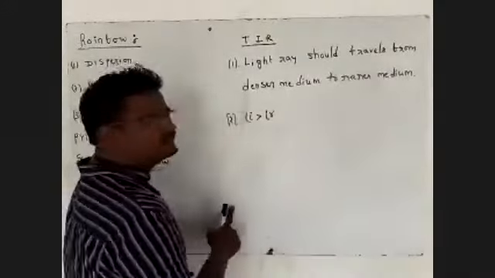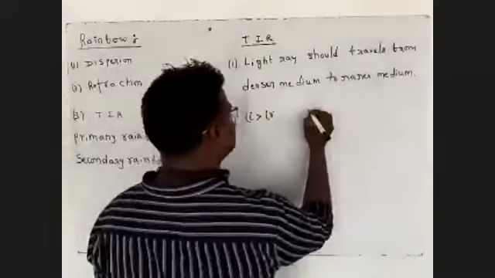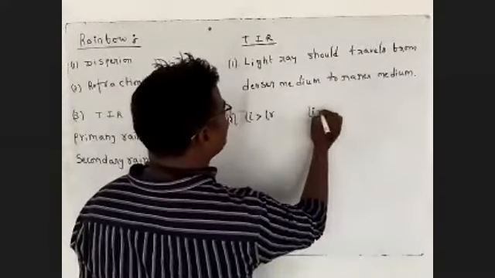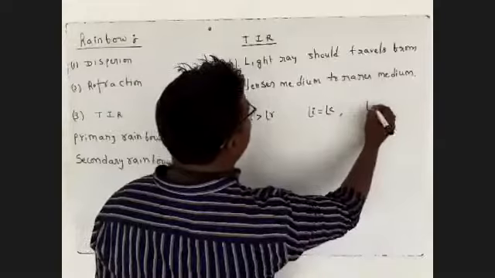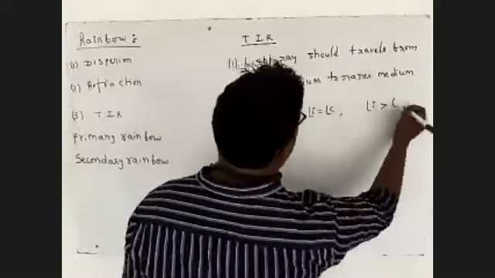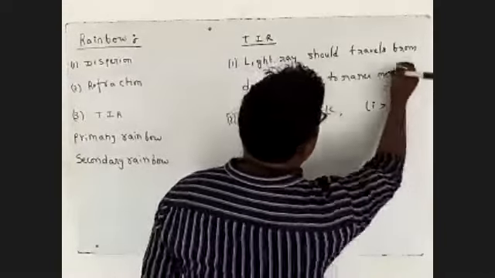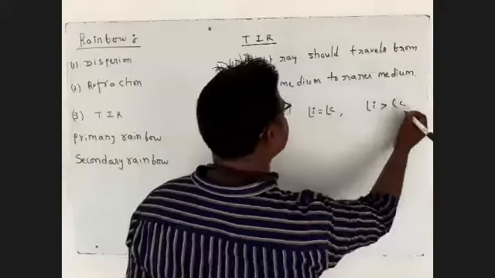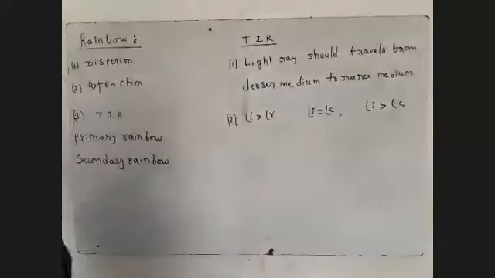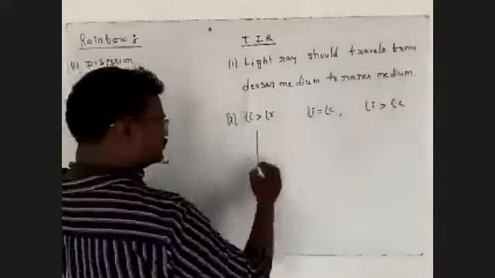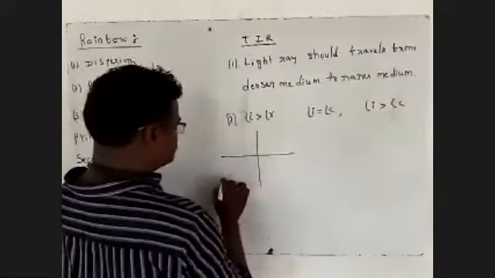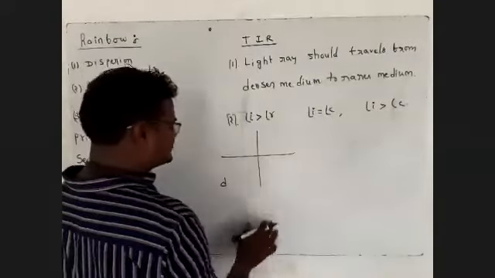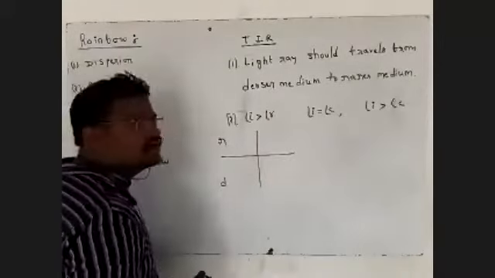Refracted ray. Second situation, angle of incidence is equal to critical angle. Third, angle of incidence is greater than critical angle. These are the three situations, three cases. Case number one: the lower part is taken as the denser medium, the upper part is taken as the rarer medium.